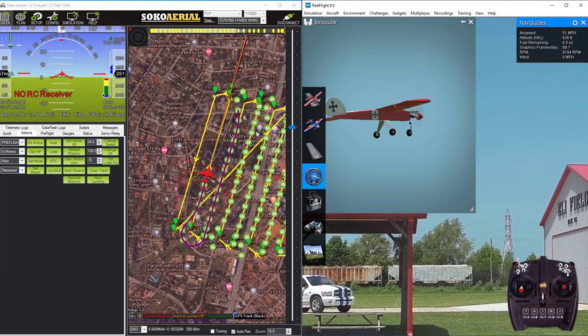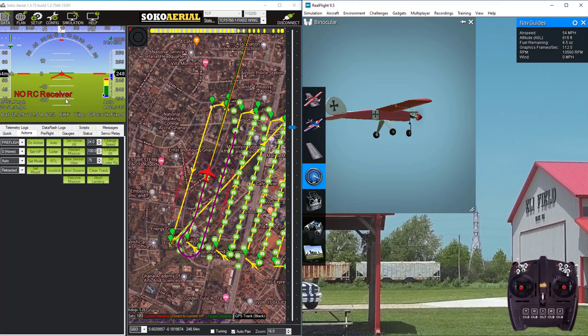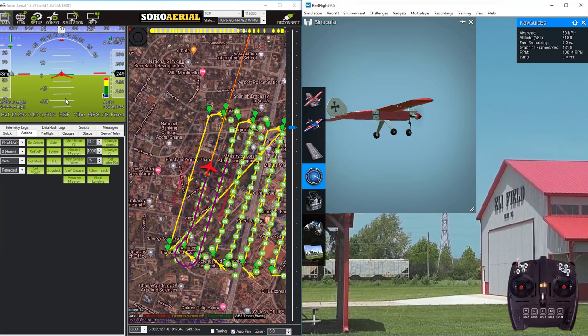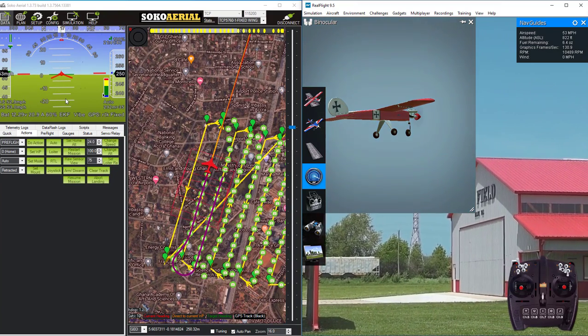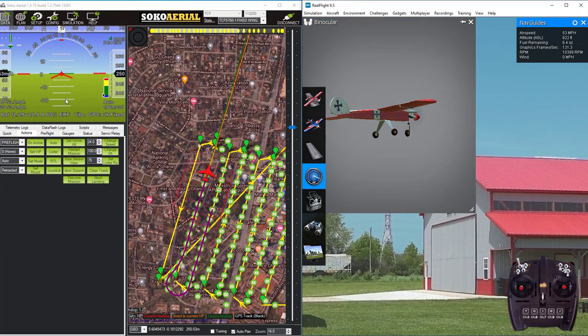Yeah, we're losing our RC. Let's see. I'm sure it will regain connection. Oh, okay. Yeah, we've regained connection. That's great. You can see that the terrain is a bit interesting.